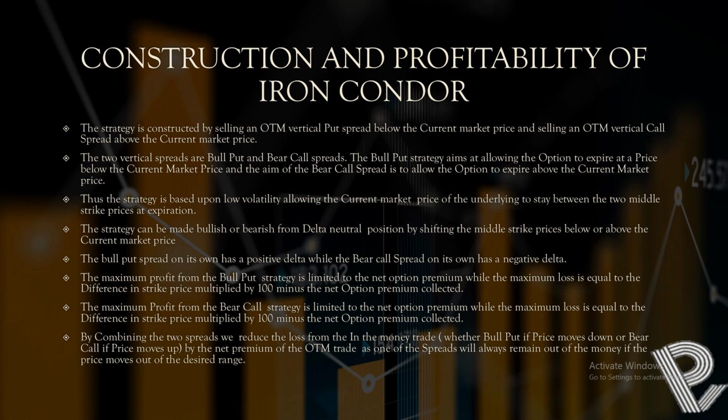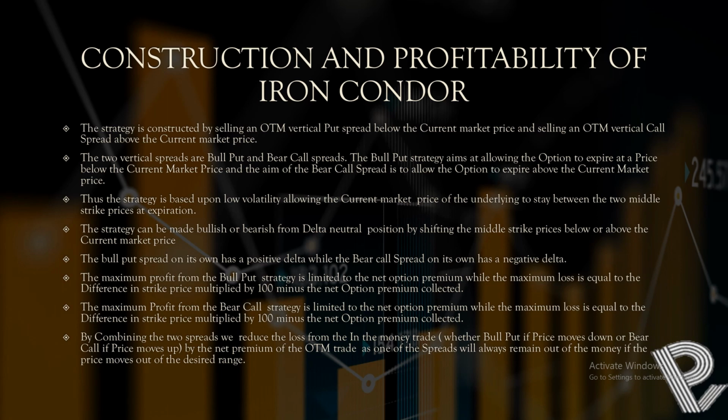Construction and profitability of iron condor. The strategy is constructed by selling an OTM vertical put spread below the current market price and selling an OTM vertical call spread above the current market price. The two vertical spreads are bull put and bear call spreads. The bull put strategy aims at allowing the option to expire at a price above the strike, and the aim of the bear call spread is to allow the option to expire below the strike.